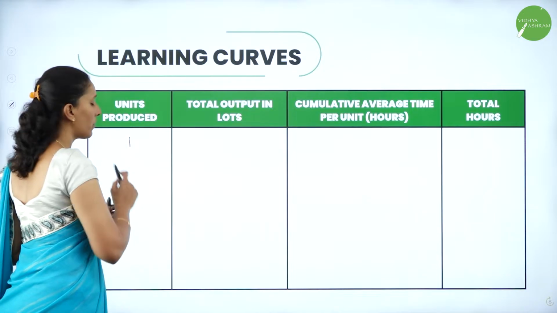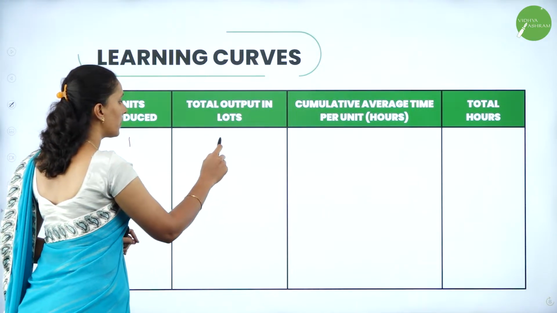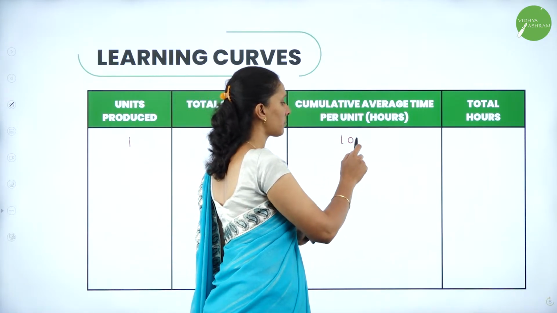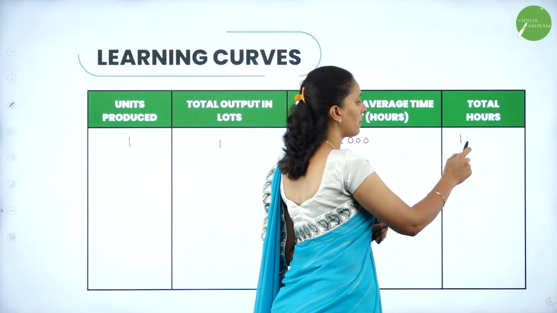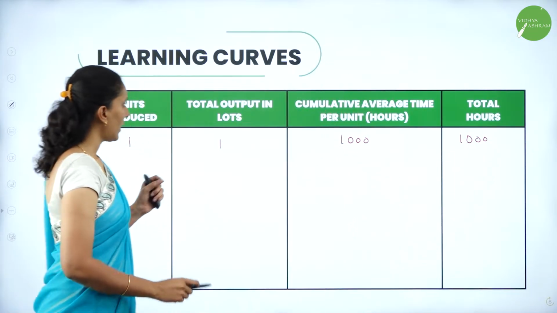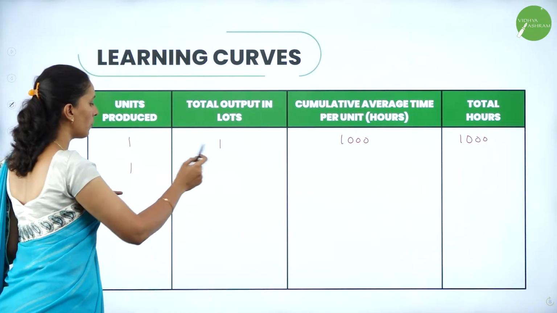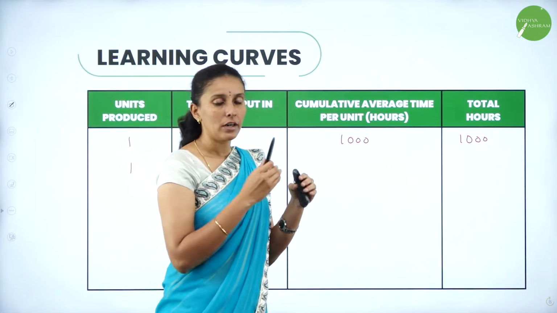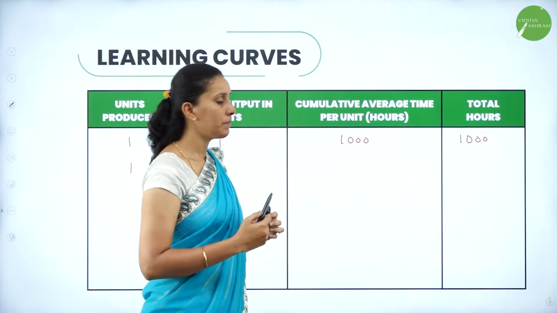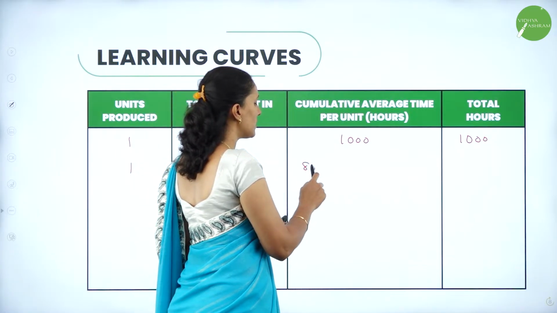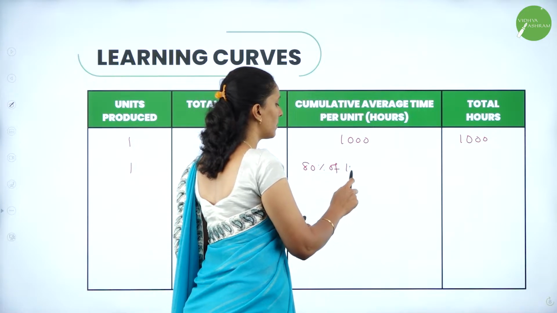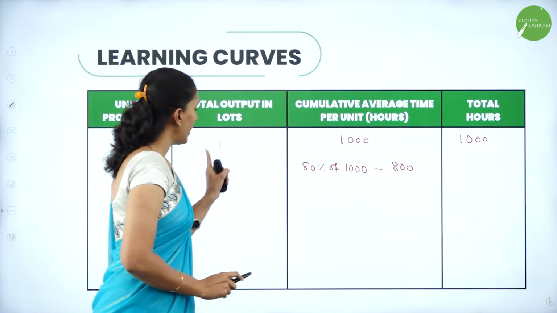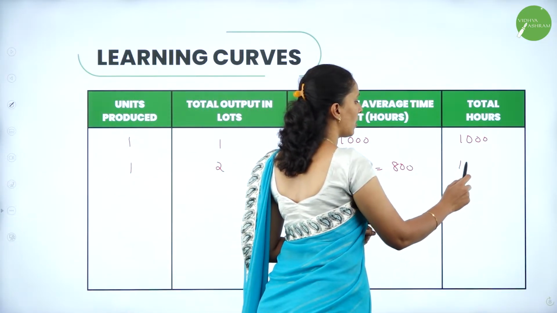So first, let's see here. At first the unit produced is 1, so total output is also 1. The cumulative average time taken is 1000 here, therefore the total number of hours is also 1000. Now for the second one, we will produce 1 more lot, so 1 plus 1, 2 lots now. They have given 80%, so the labor hours reduce to 80%. Here it is 80% of 1000, which is equal to 800. So 800 into 2 is 1600.